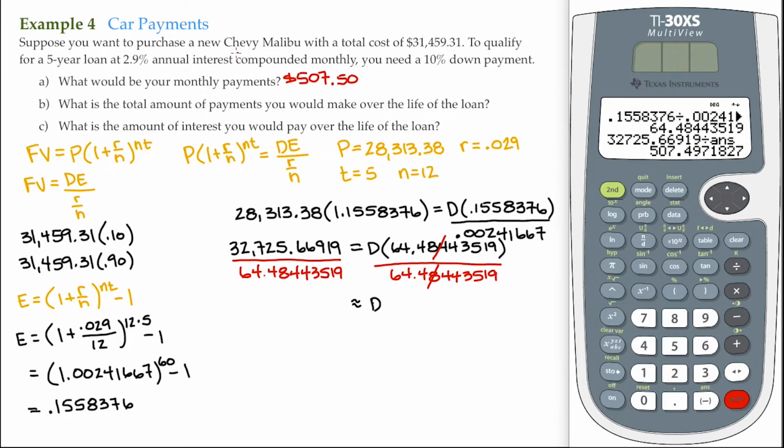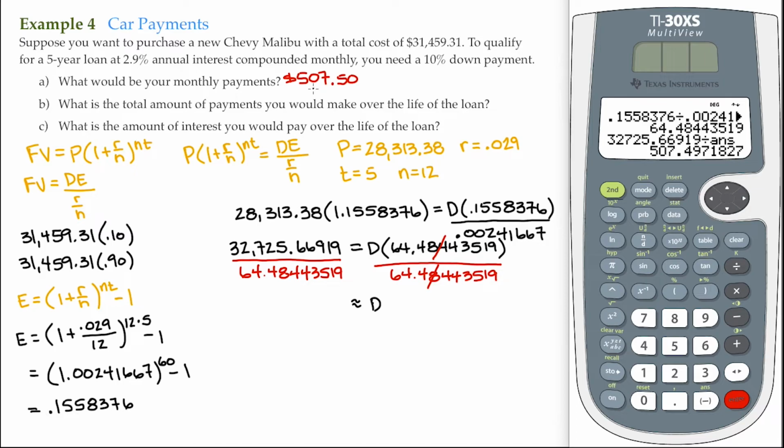So you're going to purchase a new Chevy Malibu. Total cost is $31,459.31. You have to put down a 10% down payment. You then take out a 5-year loan at 2.9% interest, compounded monthly. How much will your payments be? $507.50. So then B asks, what is the total amount of payments you would make over the life of the loan?